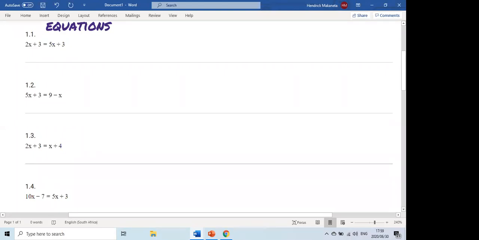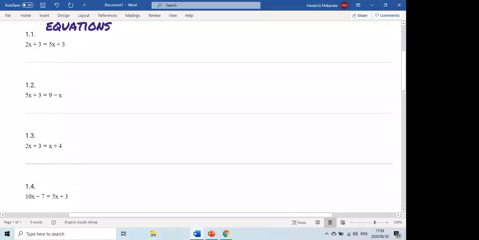1.1, you can write it down if you have a pen and a paper with you. 2x plus 3 is equal to 5x plus 3. I want us to be able to solve it together. If you can, please do it on your side as well, and let's check whether we are on the same page. And the second one, 5x plus 3 is equal to 9 minus x, followed by 2x plus 3 is equal to x plus 4.